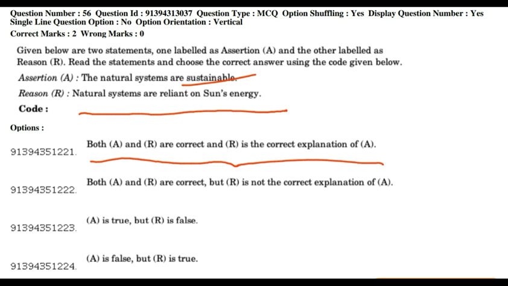One more assertion and reason is given. The natural systems are sustainable. The natural systems are reliant on sun's energy. So the right answer here is both A and R are correct, and R is the correct explanation of A.